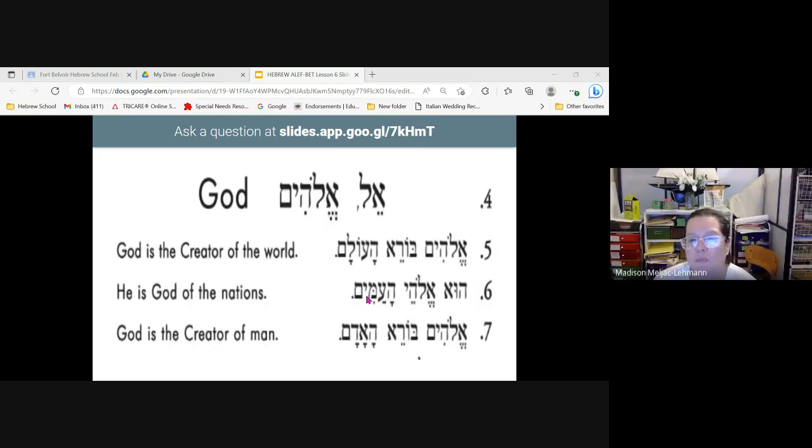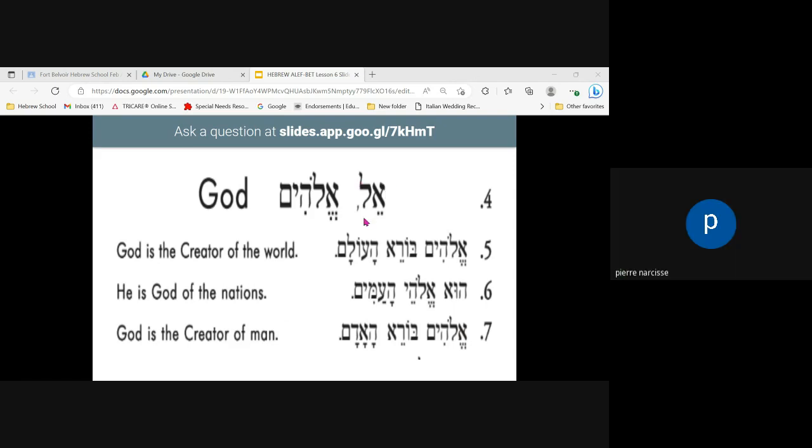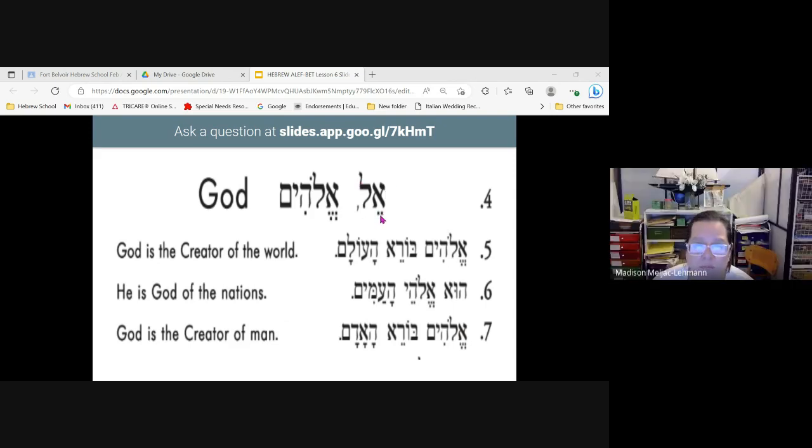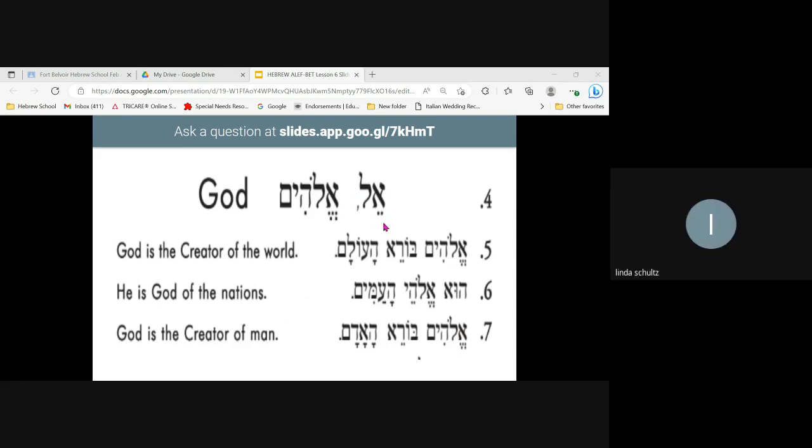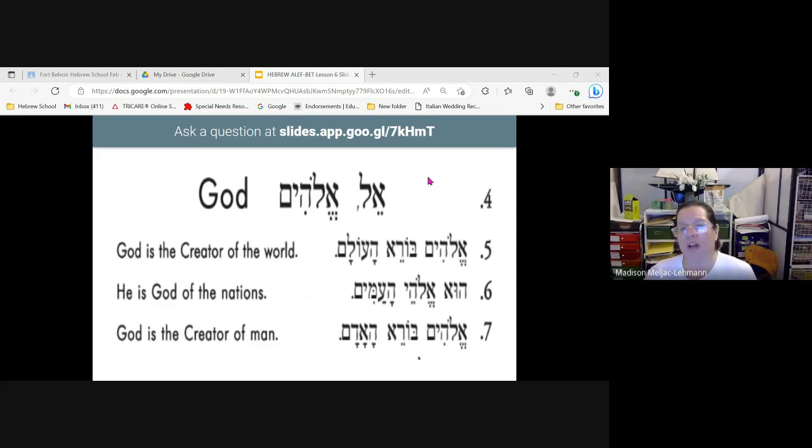Okay, this one could be blurry, but I did want you to see it. Let's just look where it says here. So we have the first word right here on line 4. And what's the first one? An aleph with what letter? A. Ale. Sometimes that's a name for God. But now what's the next name for God?